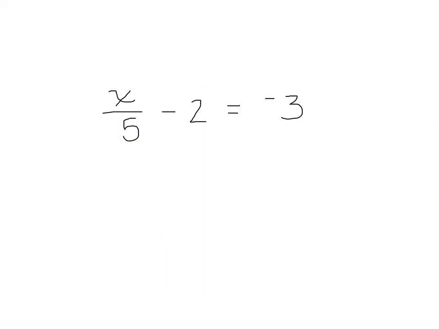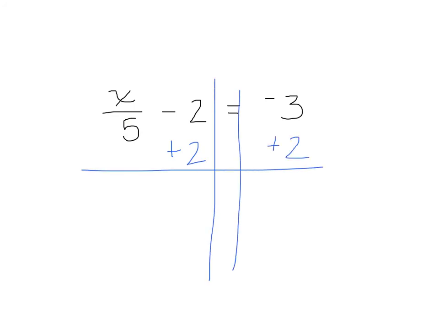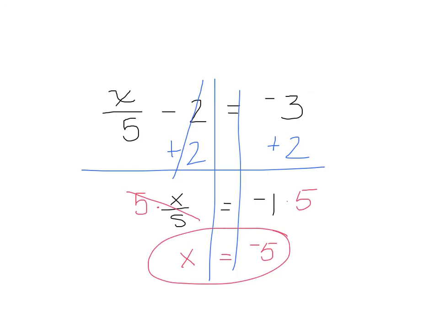One last example, when I have x being divided by 5, subtracting 2 equaling negative 3. So my first step will be to add 2 to both sides of the equation, once again thinking about the two different sides. The negative 2 and the adding 2 will cancel, leaving me with x divided by 5 equals negative 3 plus 2, which is negative 1. Now since I have x being divided by 5, to undo this, I'm going to multiply both sides by 5, leaving just x equals negative 1 times 5, which is negative 5. So I get my answer.